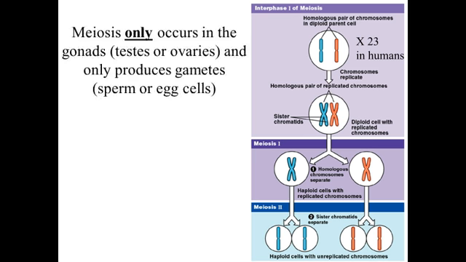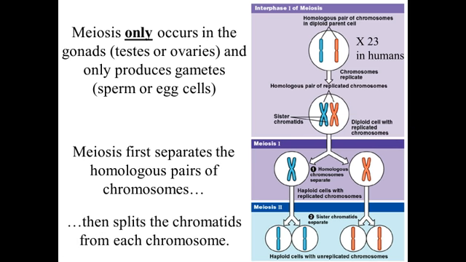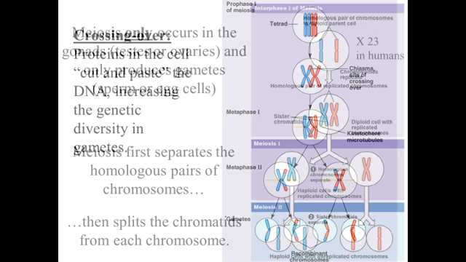So meiosis, as we said, only occurs in the gonads, and it only produces gametes. We start off with a total of 23 pairs of chromosomes, and it first separates the homologous pairs, right? So the homologous pairs divide up randomly, and then the chromatids from each chromosome separate. So each of the new gamete cells has one of the chromatids from the homologous pair.